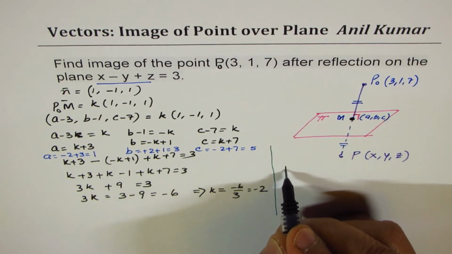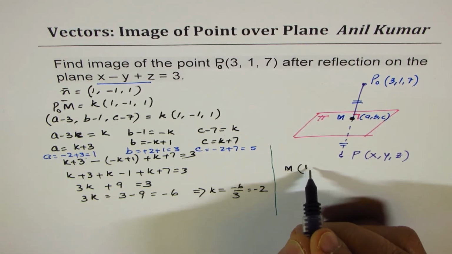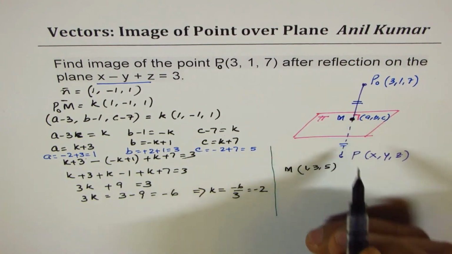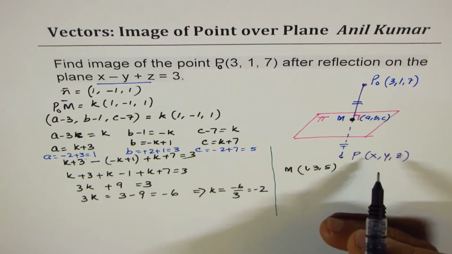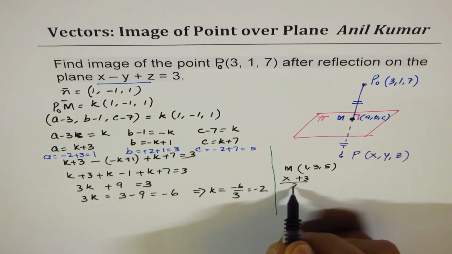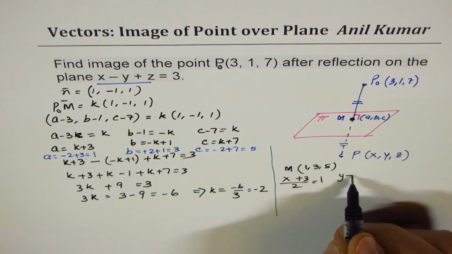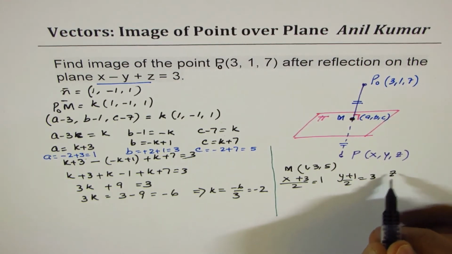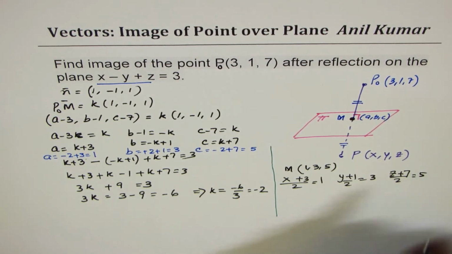And let me say M is now 1, 3, and 5. 1, 3, and 5, correct? Since we know M, now we can find X, Y, Z, the point P, since M is the midpoint, right? So X plus 3 divided by 2 should be equal to 1. Y plus 1 divided by 2 should be equal to 3. And Z plus 7 divided by 2 should be equal to 5, correct?